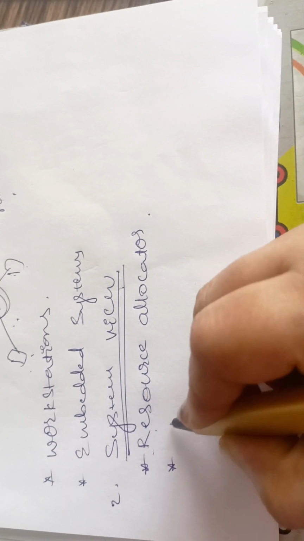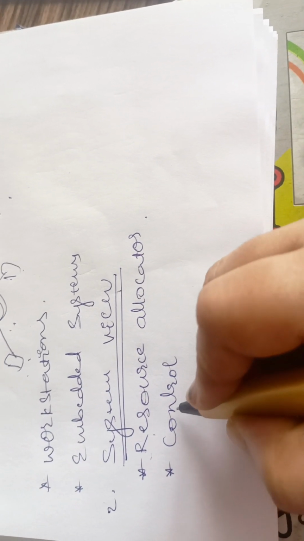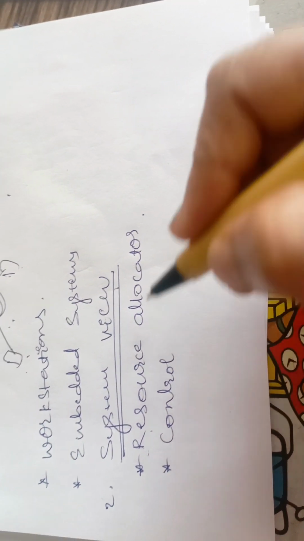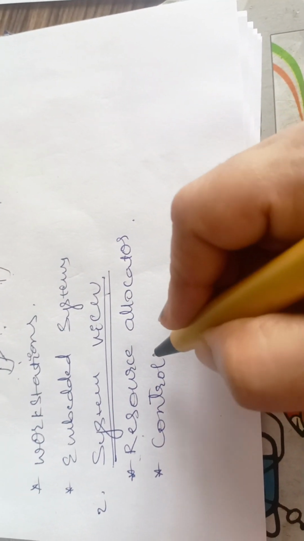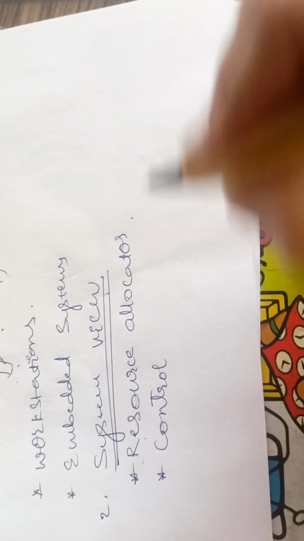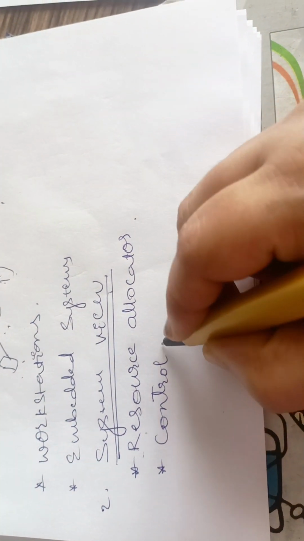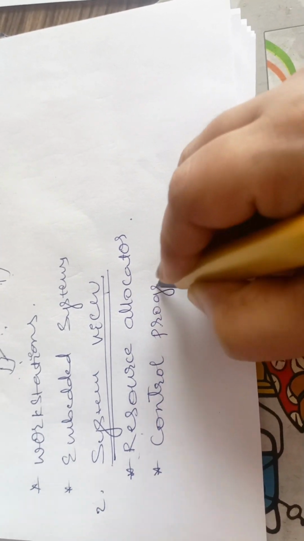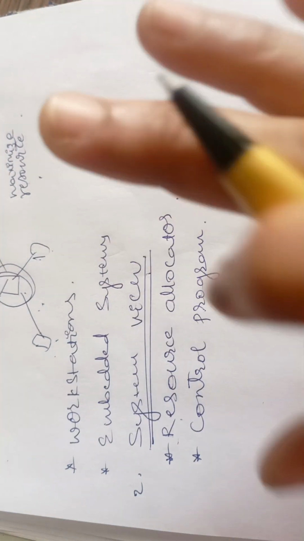And another one is it should control the program, or manage the execution of a user program to prevent errors and improper use of the computer. You should show some notifications. That means control the program. So this is the view of the operating system.